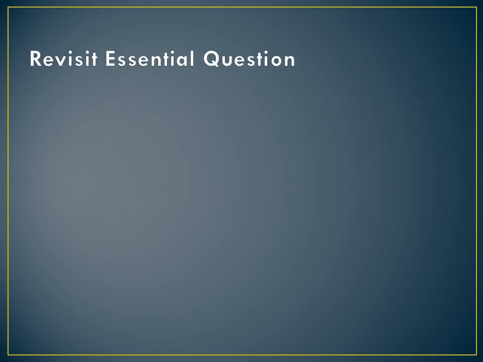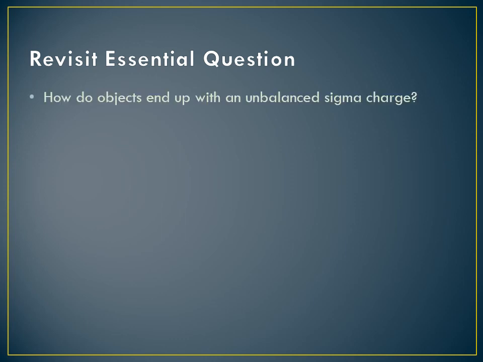Okay, I know that was a long one. Thanks for listening. And take a few minutes, if you can, to revisit the essential question, which is, how do objects end up with an unbalanced charge?